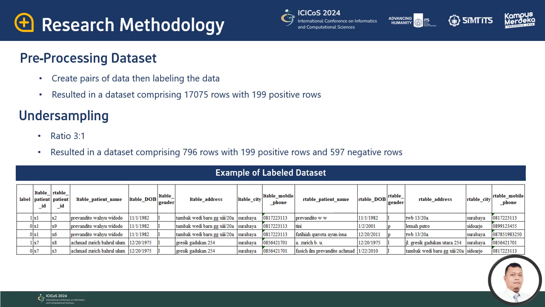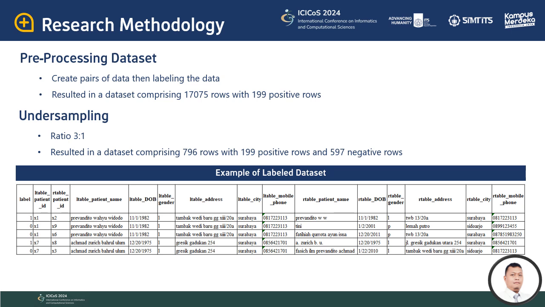We then move to the pre-processing stage. We created pairs of data from the initial dataset and then labeled it. The result was a dataset comprising 1775 rows with 199 positive rows. Next, we address the significant imbalance between positive and negative labels by employing an undersampling method using the Pandas library. We set the negative to positive label ratio to 3 to 1, following the guidelines from DeepMeasure documentation and common research practices.